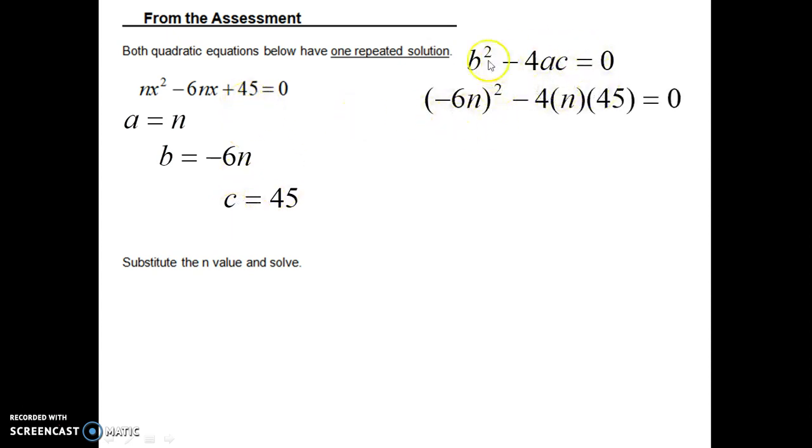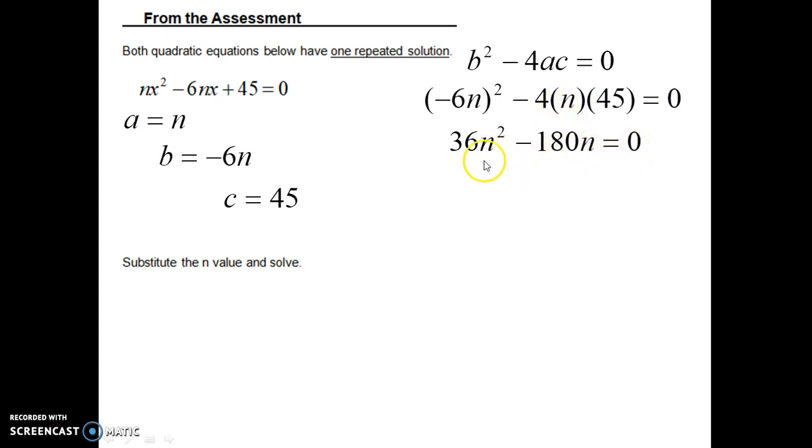Putting that into the discriminant, we put in the b value, (-6n) squared minus 4ac. a is n, and c is 45. So I've substituted into the discriminant. Now, you may think (-6n) squared is -6n squared, but you have to actually square both of these. (-6) squared is 36, n squared is n squared. So there's that first part. Then multiplying, -4 times 45 is -180n, and we set this equal to 0.